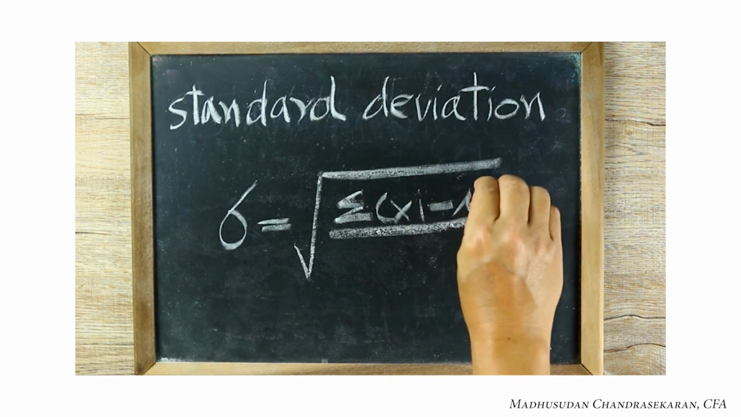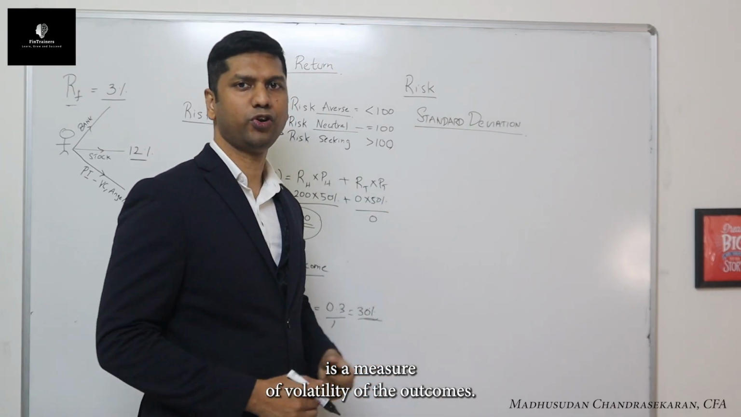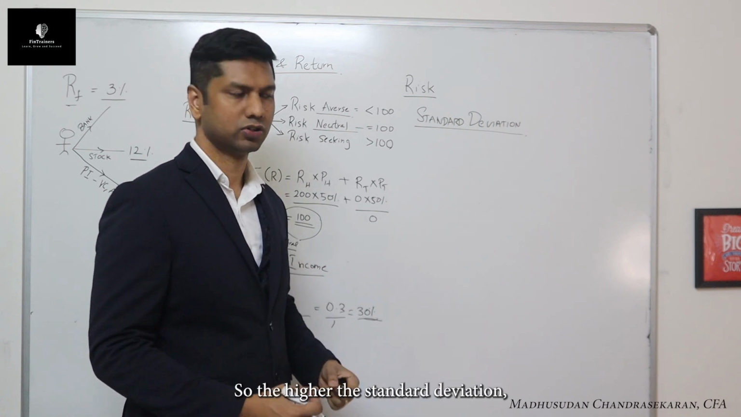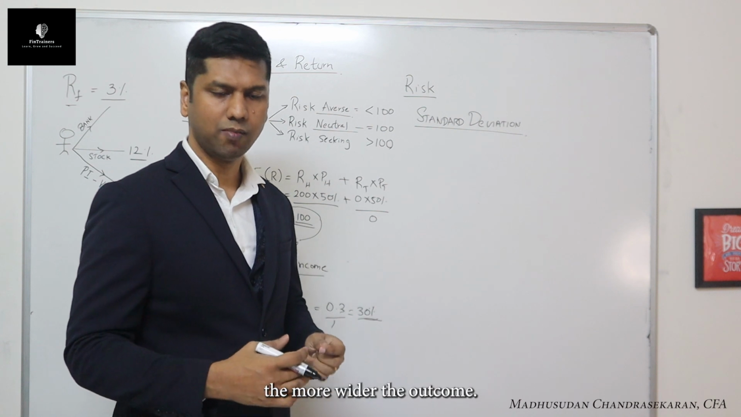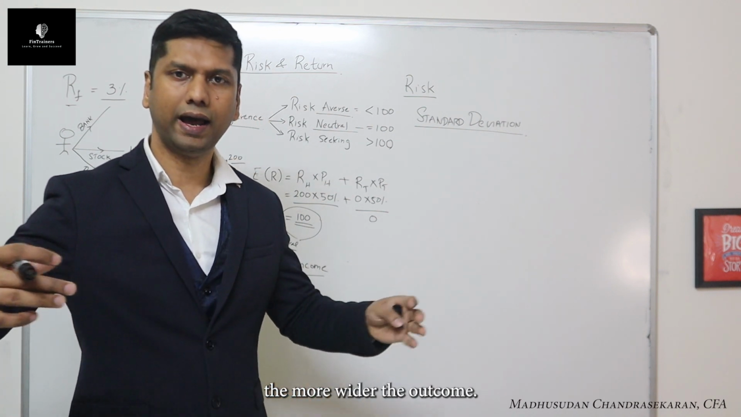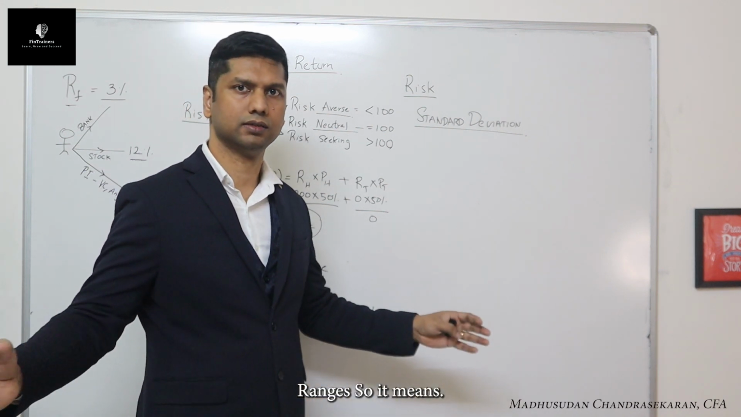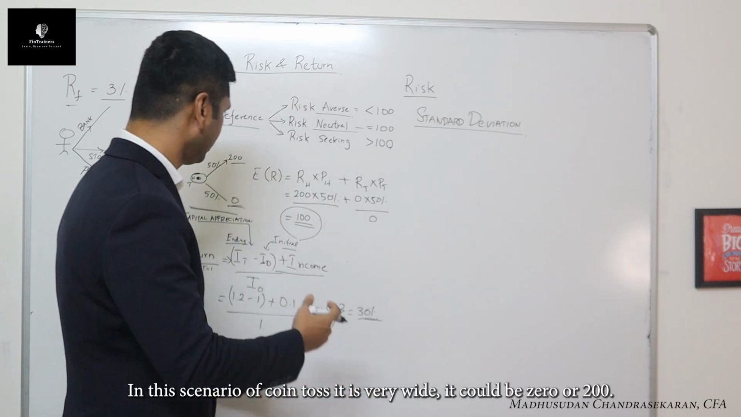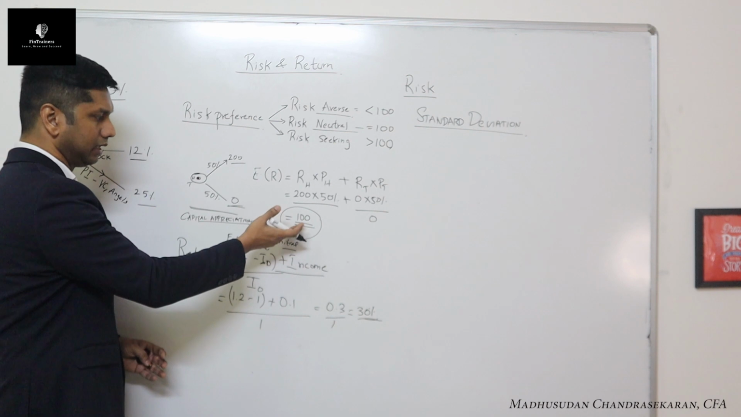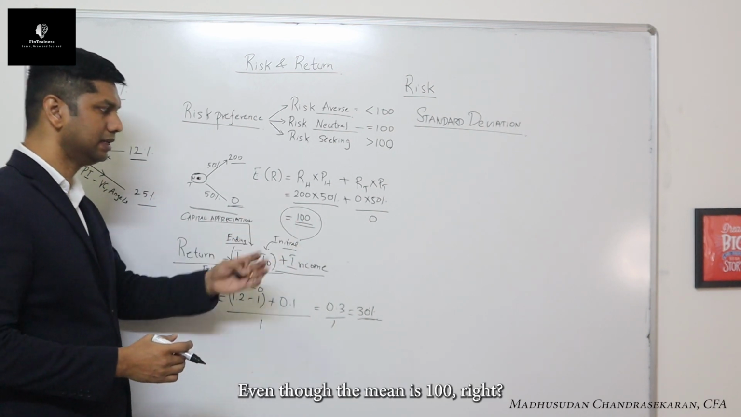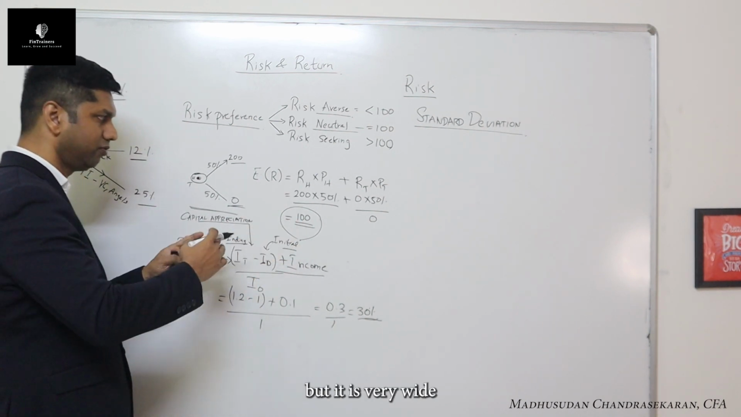Standard deviation is a measure of volatility of the outcomes. So the higher the standard deviation, the wider the outcome ranges. So in this scenario of coin toss, it's very wide. It could be 0 or 200, even though the mean is 100, right? But it is very wide.